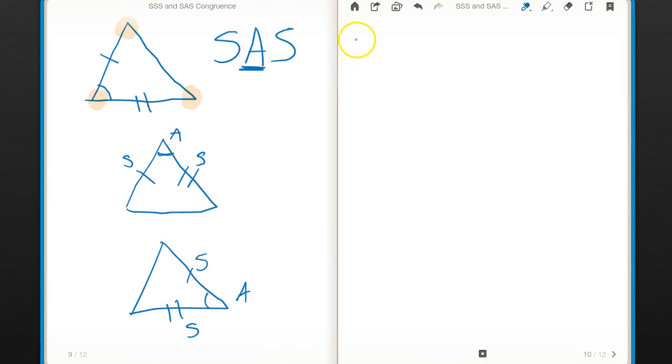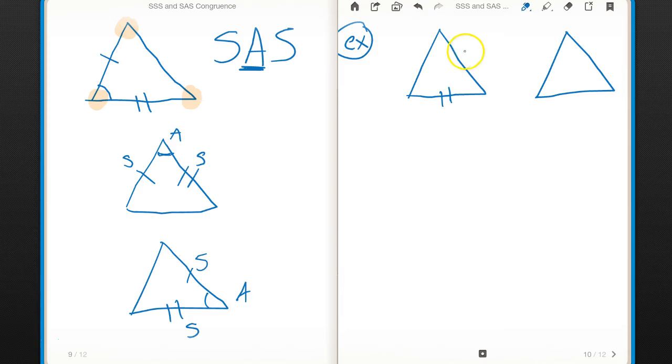How are you going to see it on your work? Well, two pictures, two triangles. And let's say we have like that. And now it's pretty easy because you see the pictures and you understand. This right here is a side. This right here. Is this the included angle? Yes. And this is another side. So these are congruent by side, angle, side.